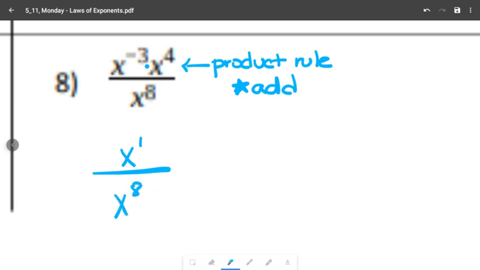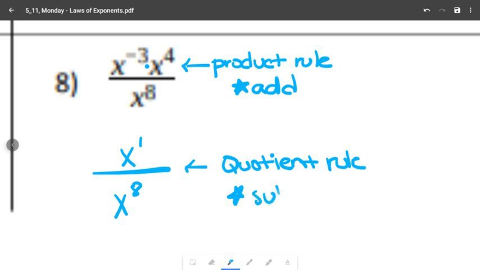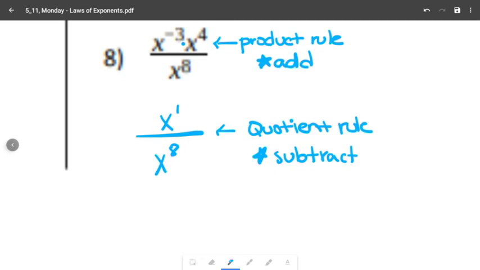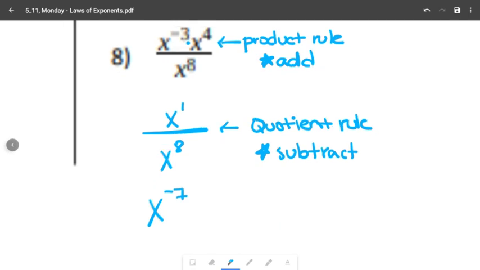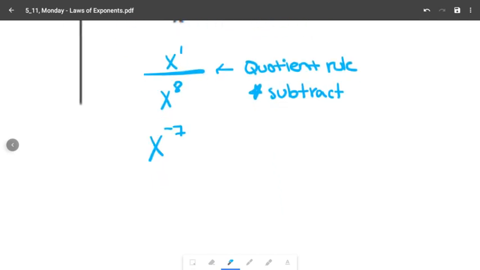X to the 8th is still down in the denominator. These x's, I'm not done simplifying because I still have more than one x in my problem. These x's are being divided, which is your quotient rule, dividing. So the quotient rule means that we are going to subtract the exponents. So 1 minus 8 is negative 7. We are done simplifying.